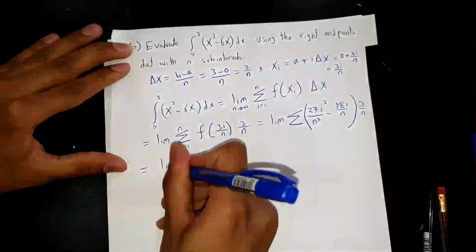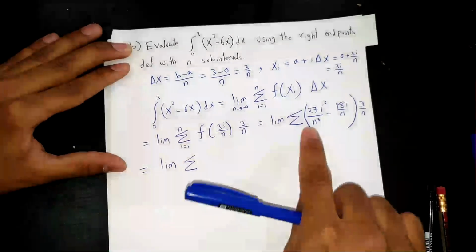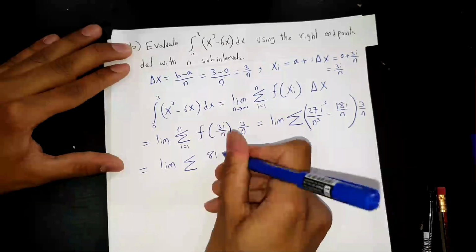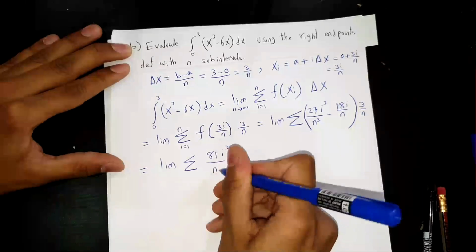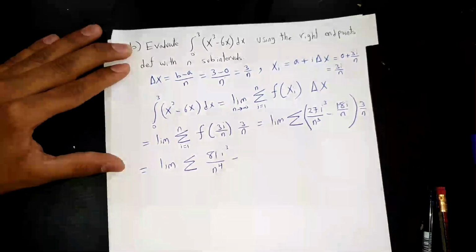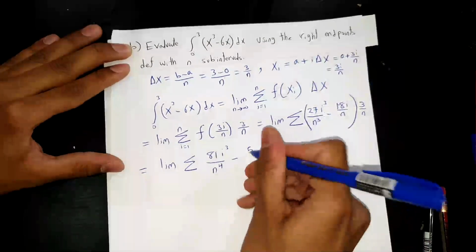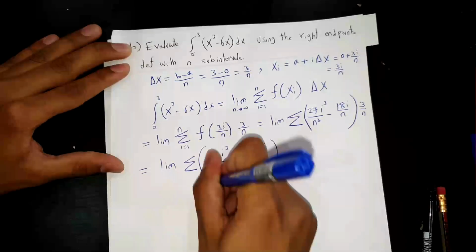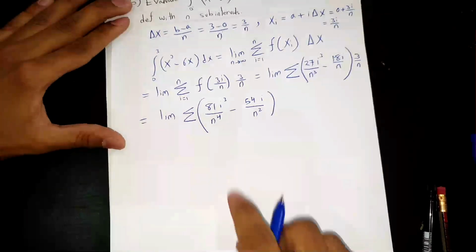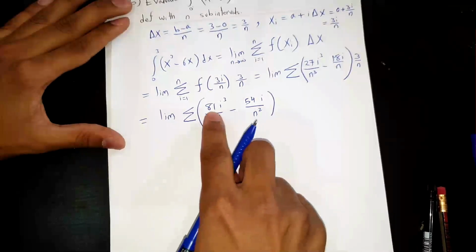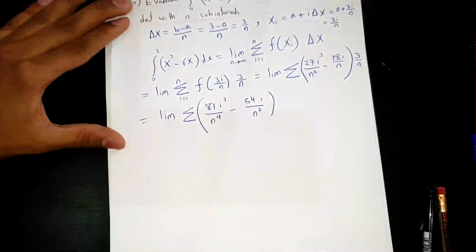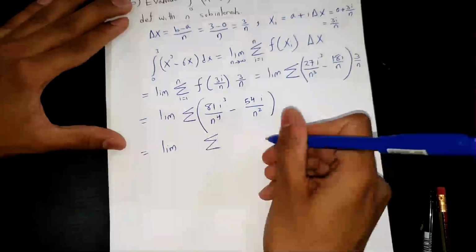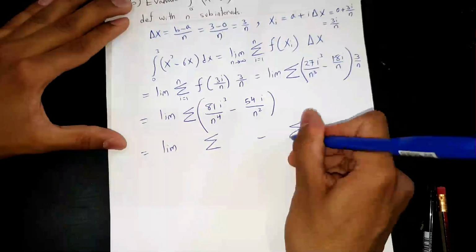So this will be the limit of summation. First of all, let us multiply this term by this term. 27 by 3, this will be 81i cubed over n to the power 4, minus 18 by 3, this will be 54i over, and you have downstairs n squared. Now you can do what? You can distribute the summation. Summation of this minus summation of this. So this will be the limit of summation minus another summation.